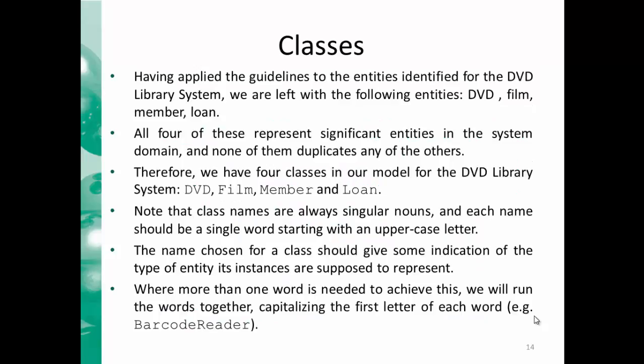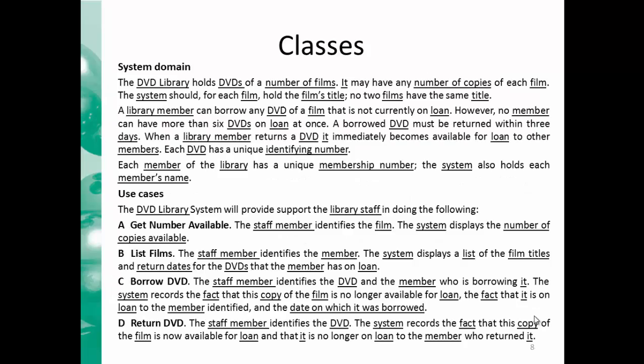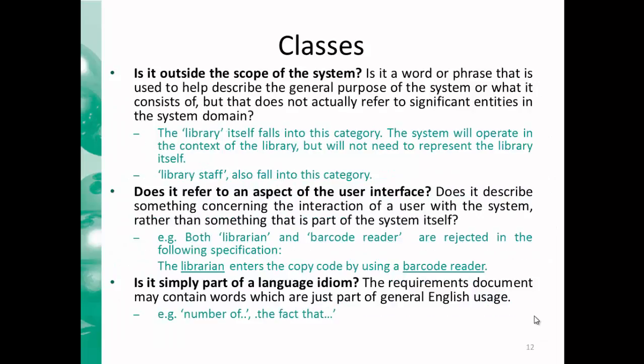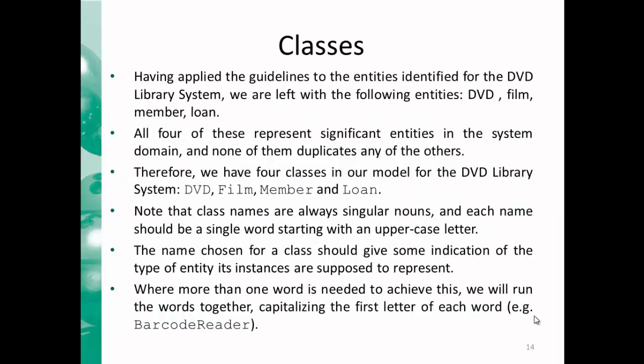Now, after applying all these guidelines to reject the candidate classes and keep only the significant ones, and when applying these guidelines on the system domain of a DVD library given in this slide, we have only 4 classes left, which are DVD, film, member, and loan.